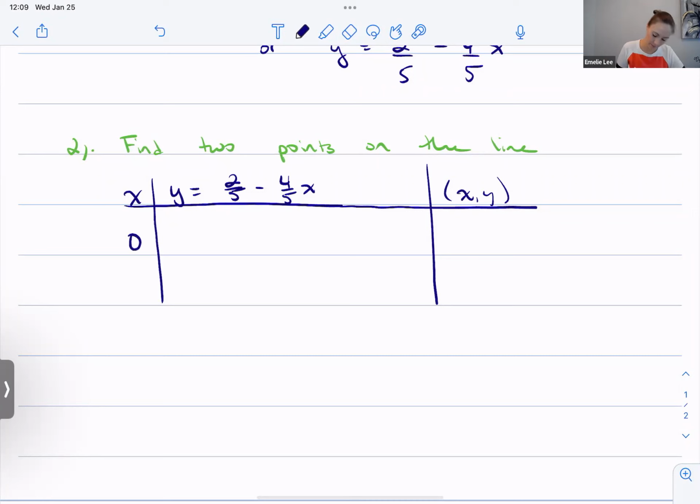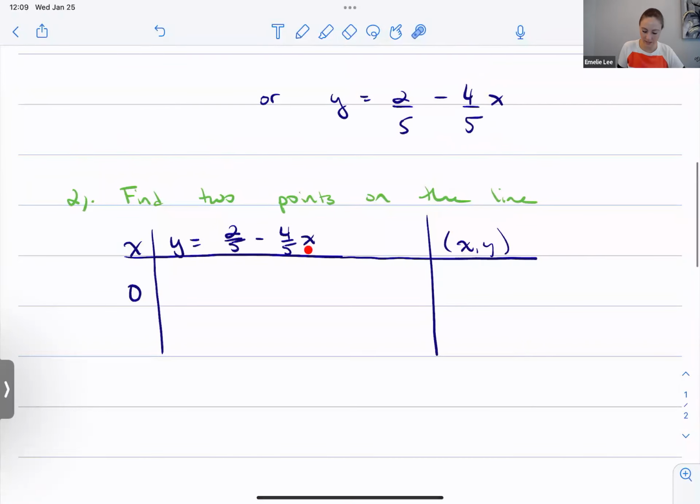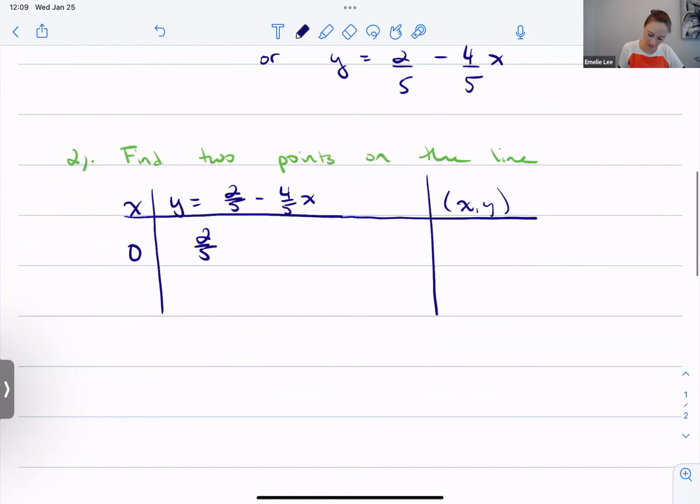Okay, so my go-to convenient value of x is 0, right? I like to use 0 because it's easy to plug in here. 0 makes this go away. And so then y is just 2/5. No one likes fractions, right? But, or 0.4 if you prefer. So then the first point on the line in terms of an ordered pair here is when x is 0, y is 0.4. I'm going to use the decimal version just because it's a little bit easier for our minds to graph.